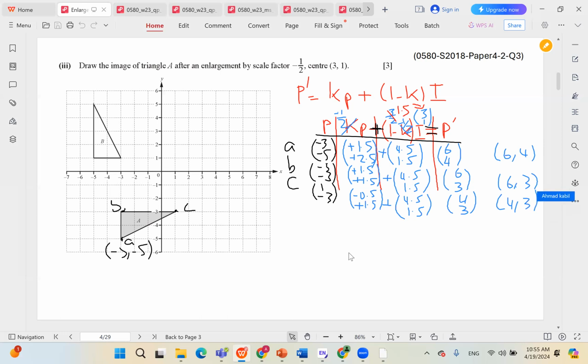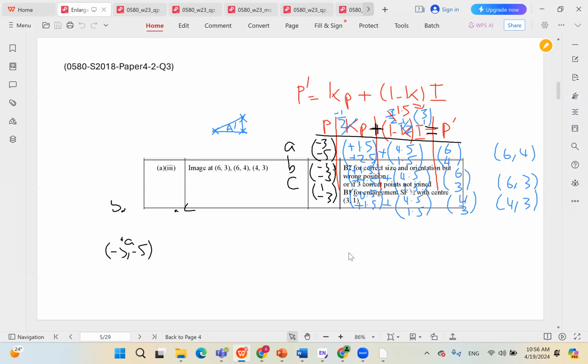And we need to now graph them or plot them onto the graph. So we have 6, 4, which is right here, and 6, 3, which would be here. And finally, 4, 3, which would be here. And we would just graph this triangle. This would be our A dash, or our new triangle. So 6, 3, 6, 4, 4, 3 are the correct points for the new triangle here.